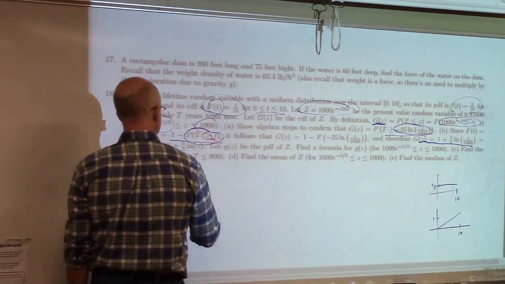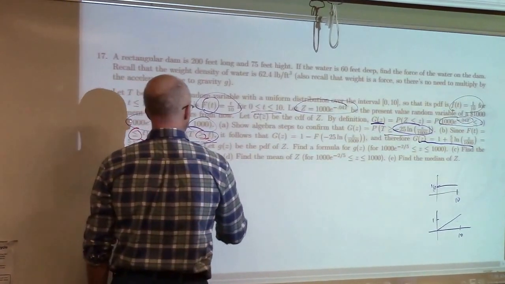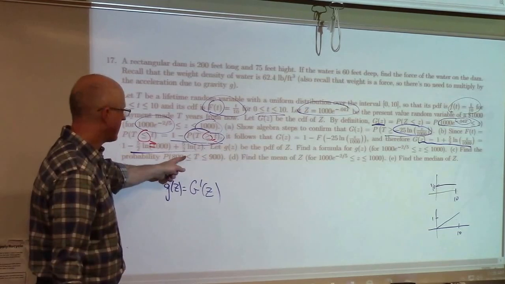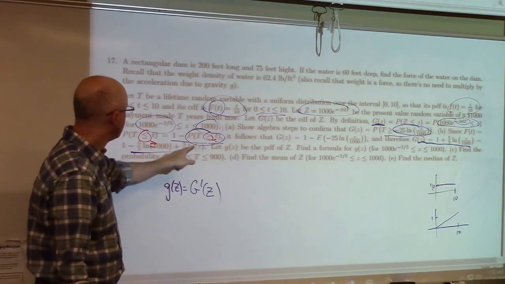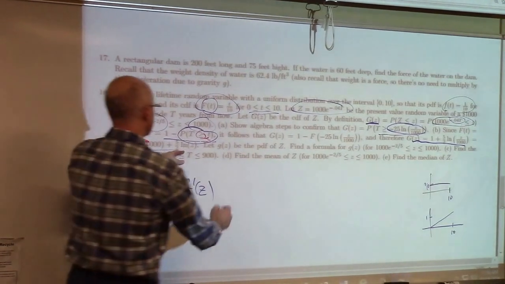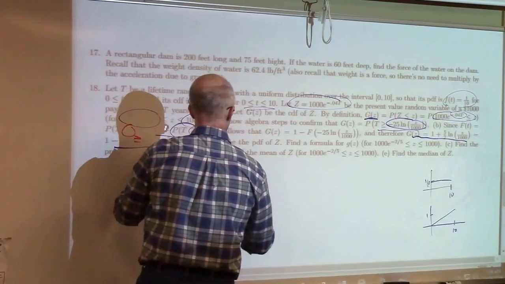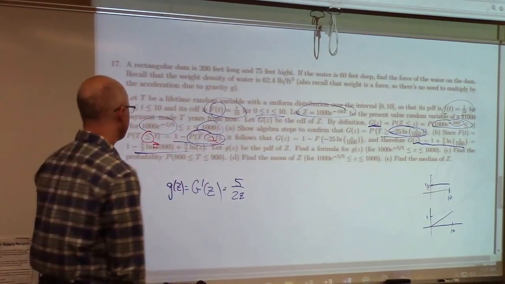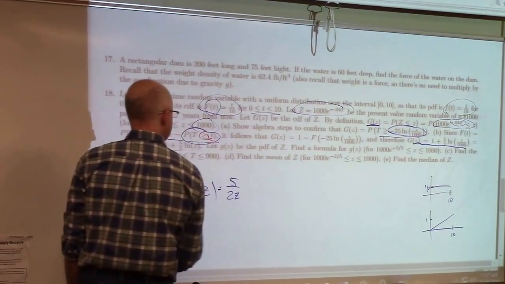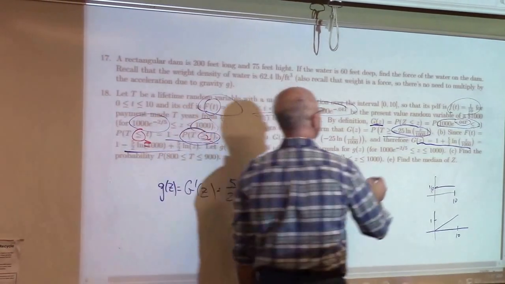Little g of z is capital G prime. And in this last form, it's easiest to differentiate. Those are constants, they differentiate to 0. This differentiates to 5 over 2 is equal. That's the PDF. I'm telling you its domain as well.